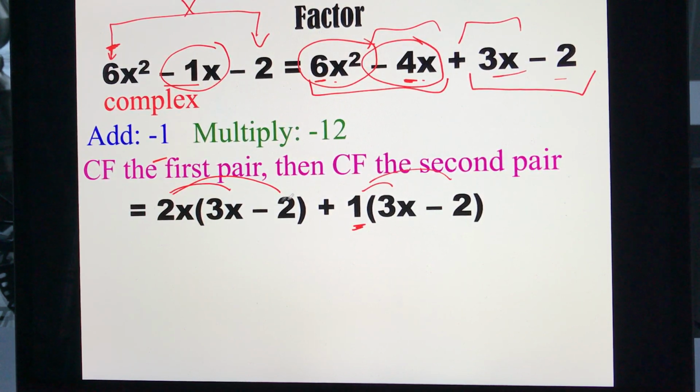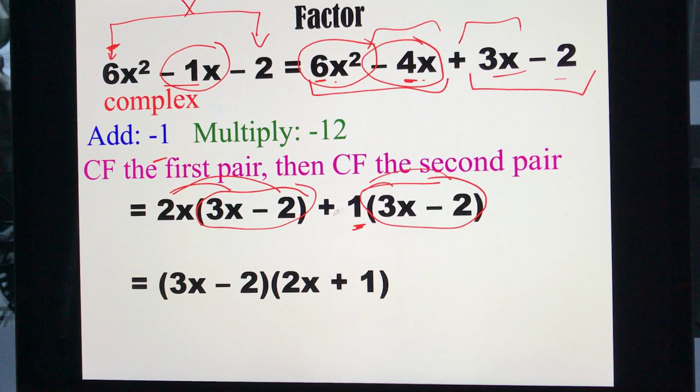And now I notice, as before, I actually have a binomial that's a common factor. So I can pull that binomial out front, and then I can say, well, what do I have to have in my bracket here? Well, I had to have that binomial times 2x, which is that, and that binomial times the 1, which is that. So that's my final answer there.